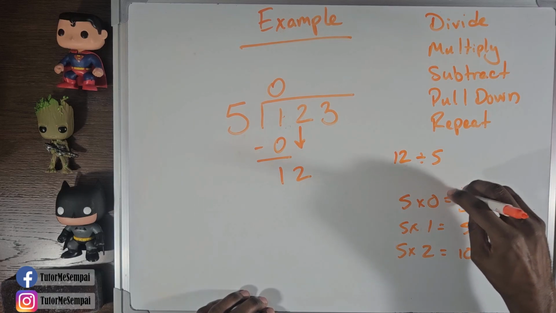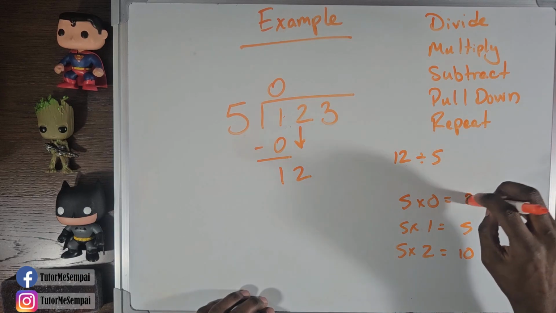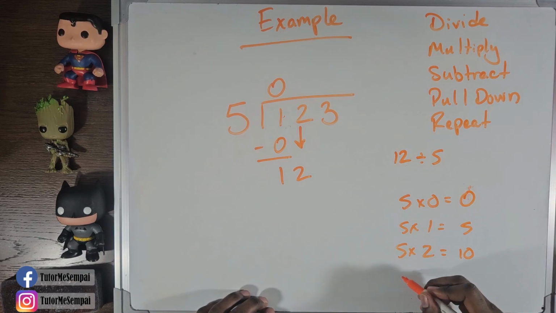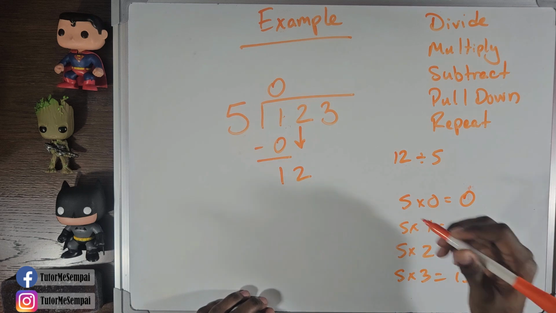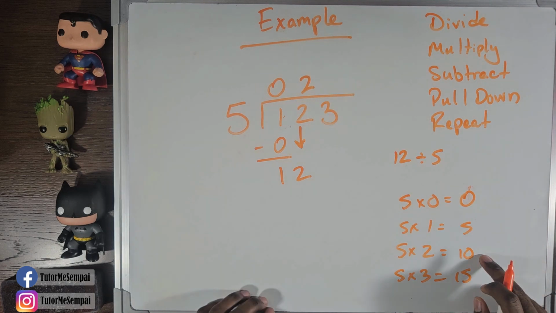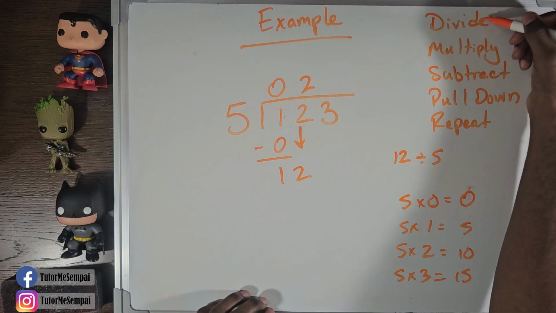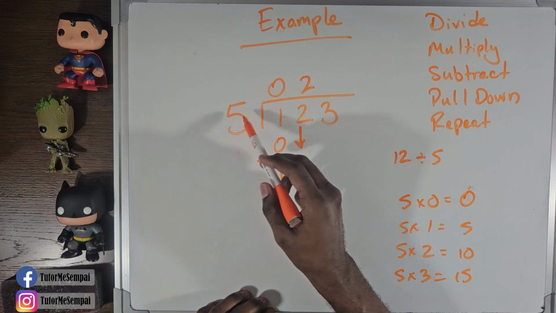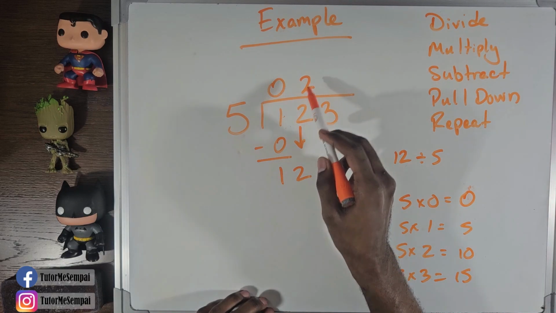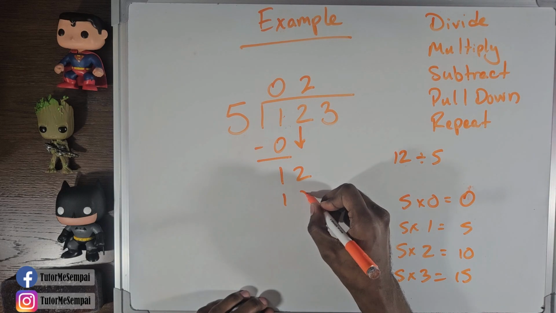Well, let's see. Using our multiplication table, if we were to do one more, 5 times 3, that's over. So we don't want that one, right? The closest is going to be 2. So we're going to have 2 here. 2 is going to be our answer. We divide it. Now we multiply. We're going to multiply this 2 times the 5, the thing we just put up here, multiply by your divisor. So 2 times 5 gives you 10.